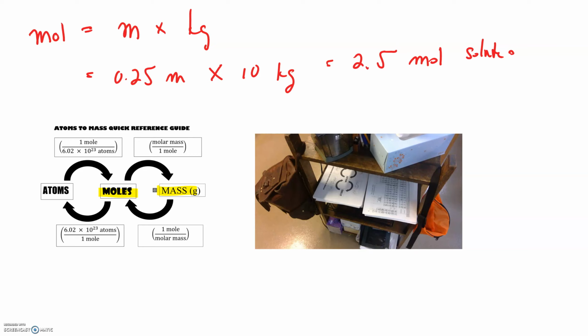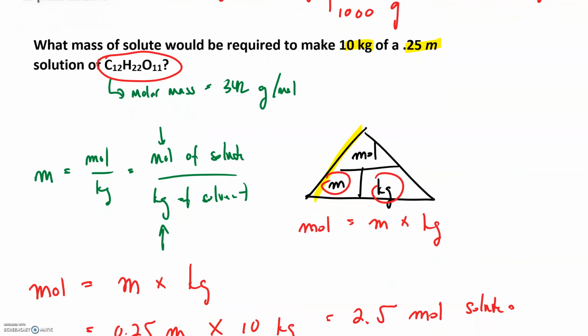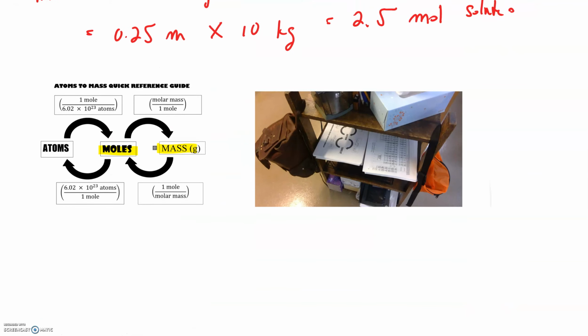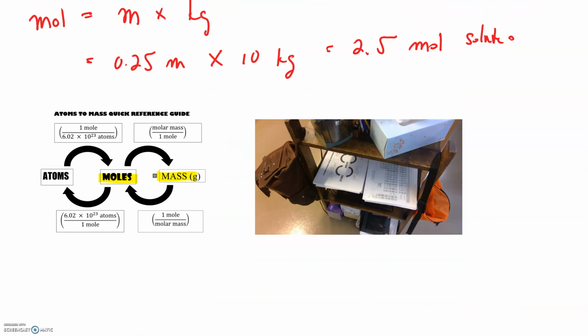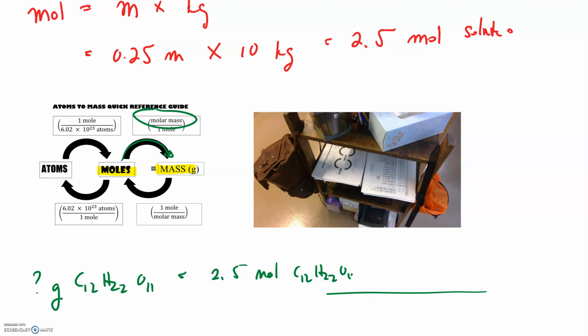We know how many moles of our solute this is, but how many grams is it? We're talking about how many grams, what mass of our solute. This is our solute right here. So, since we know how to go from moles to mass, look what it says. Moles to mass. All it requires is that we multiply moles by the molar mass. So we'll say, what mass of C12H22O11 is equivalent to 2.5 moles of C12H22O11? Well, let's set it up just like this guy right here.